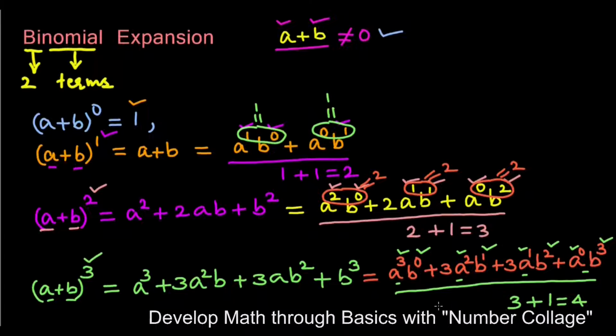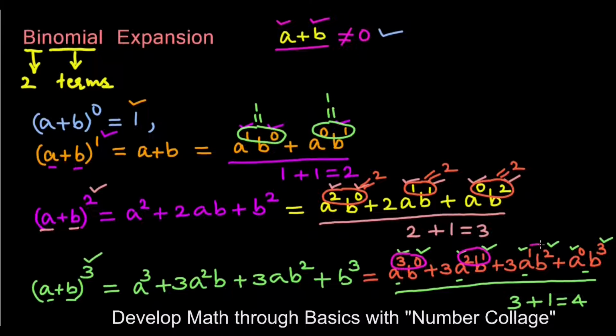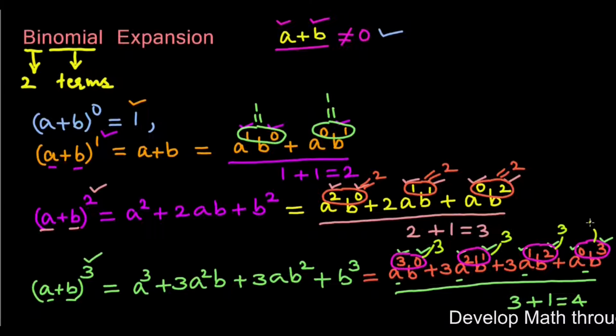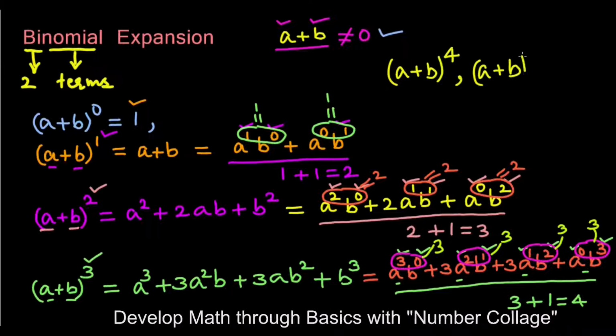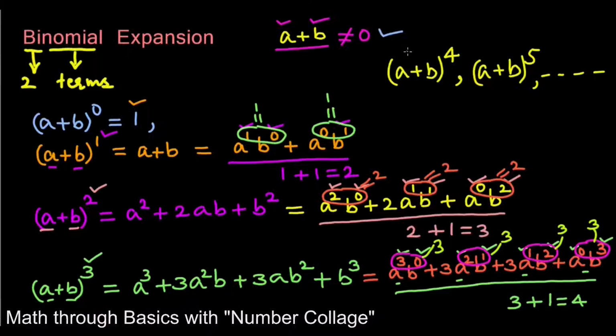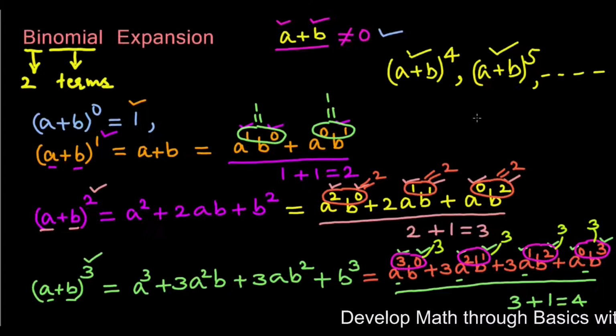And our third observation is that the sum of powers of a and b in each term of the expansion is the same. In the first term it is 3, in the second term it is 3, in the third term it is 3, and in the fourth term it is 3 again. You can check these rules with the binomial a plus b raised to the power 4, to the power 5, and so on. You will see that all these expansions of binomials follow these three rules which we have just verified. You can try it yourself.